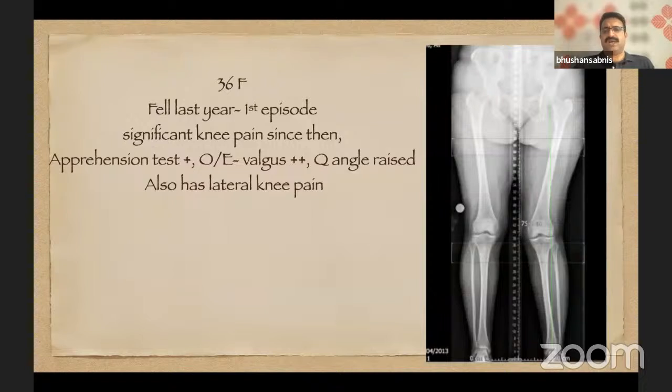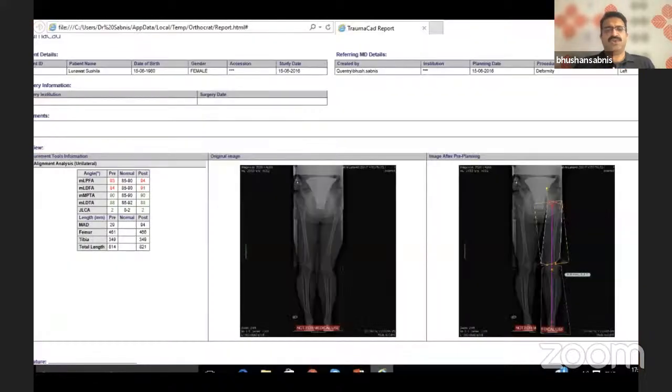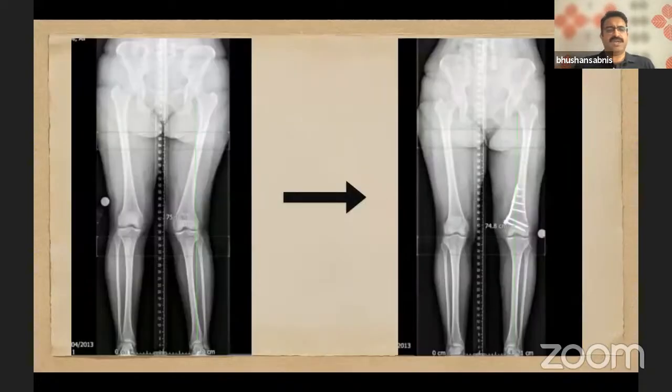A 36-year-old lady who had a fall last year, which was supposedly a first episode, but she always had issues with her patellofemoral joint. So she has lateral knee pain as well as patellofemoral instability. And what you need to do is plan it properly to see what kind of correction you're planning to achieve for her, and do a medial closing wedge osteotomy such as this to get the leg perfectly neutral. And this normally solves the problem. So we're not only talking of instability, we're also talking of patellofemoral pain as an issue, because a maltracking patella will always be a painful patella, painful patellofemoral joint, I mean.